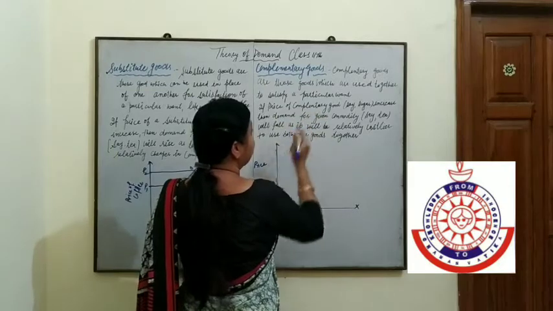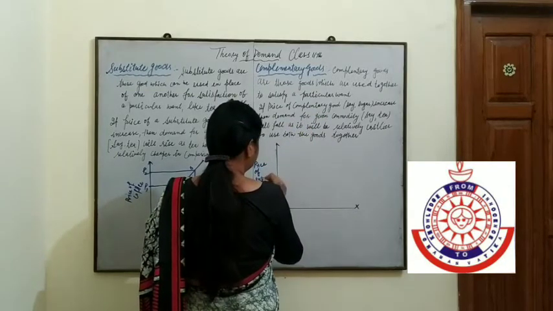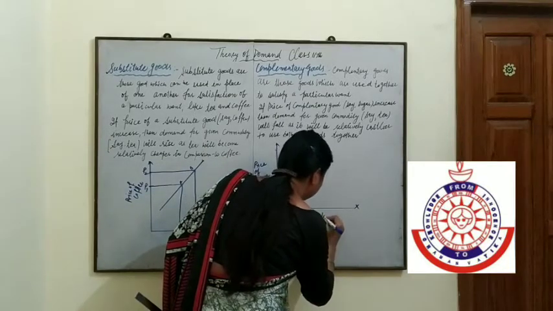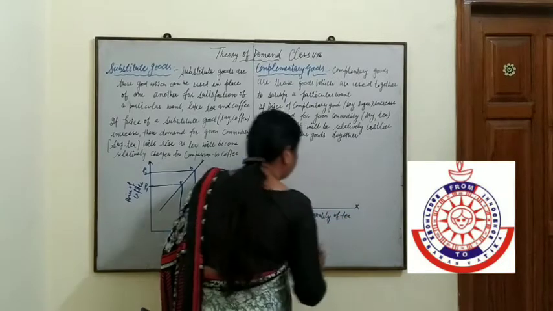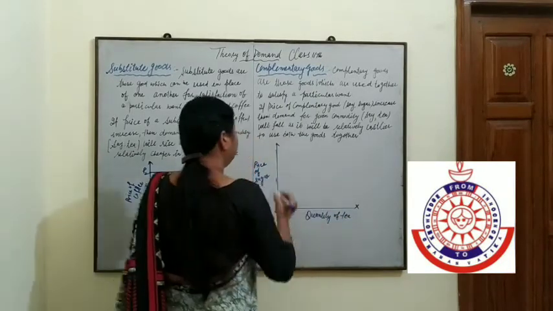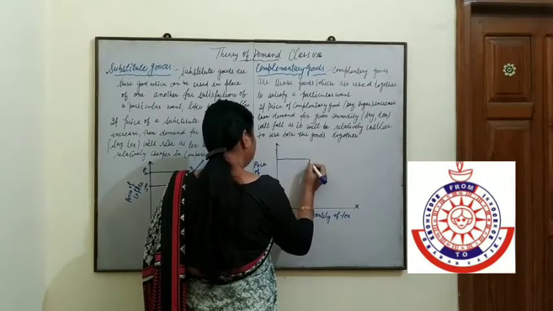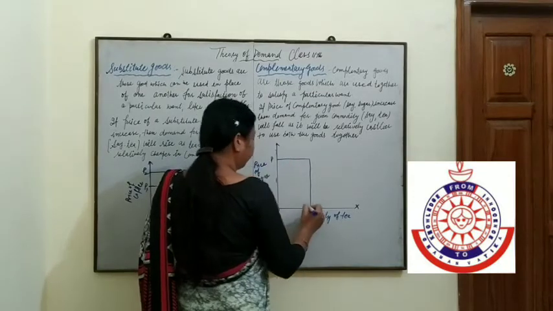Price of the complementary good, sugar. So here we are taking the price of sugar and quantity of tea. Let us take, if the price of sugar is this much, then we are demanding this much quantity of tea.